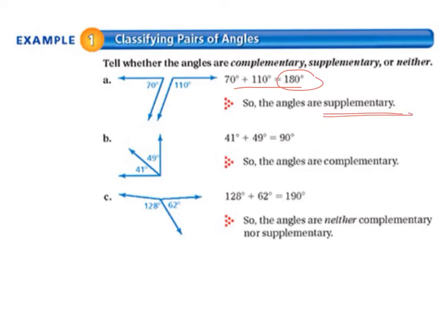Remember from yesterday that it does not matter whether or not the angles are touching. They don't have to be adjacent angles in order to be supplementary. Letter B, we have an angle that's 41 degrees and an angle that's 49 degrees, and when we add those, they're 90 degrees, so the angles are complementary. And letter C, we have angles that are 128 degrees and 62 degrees, and we add those up, we get 190 degrees, so the angles are neither complementary nor supplementary.